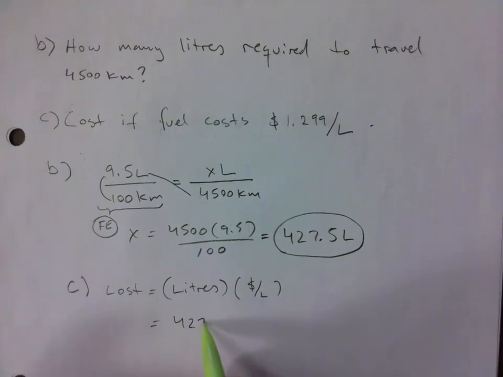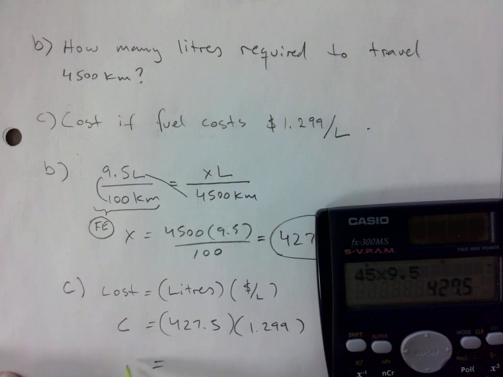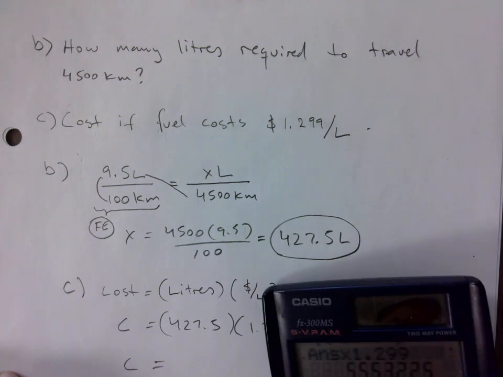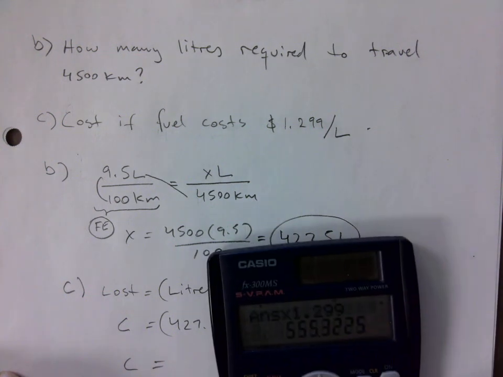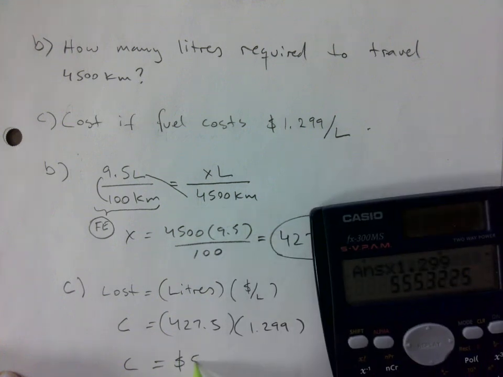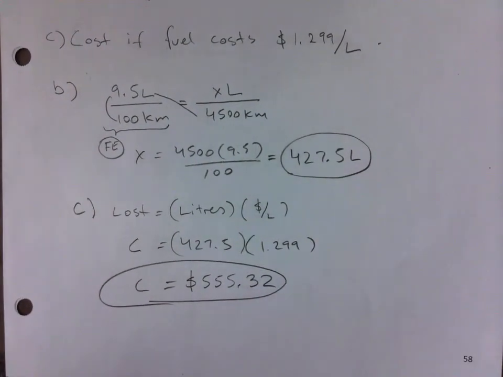So it would be 427.5 multiplied by 1.299. I still have this on my calculator. Cost, times 1.299. 555.32. It's dollars, so you have to round to 2 decimals. So it costs you 500 and something dollars to make that trip.